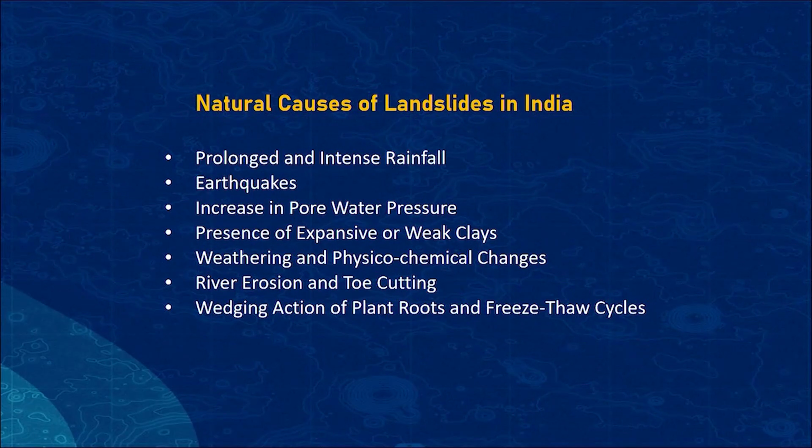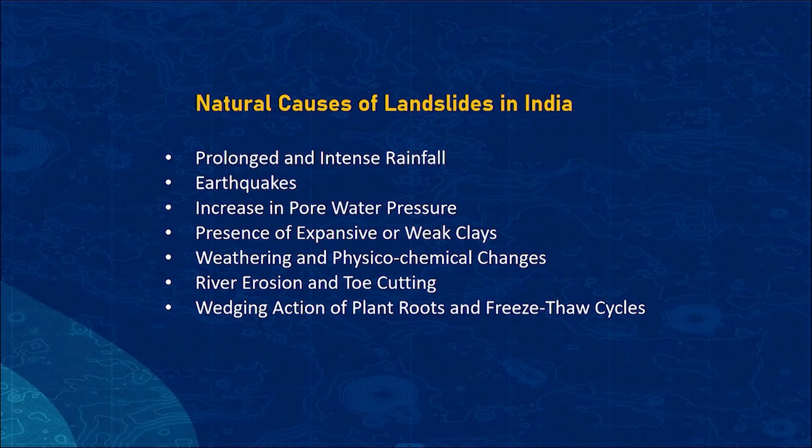Increase in pore water pressures. Heavy rainfall or rapid snowmelt soaks the ground and raises the level of groundwater inside the slope. When water fills the tiny spaces, that is pores, between soil or rock particles, it creates pore water pressure. This pressure pushes the particles apart and reduces the friction that keeps the slope stable. As a result, the slope material becomes weaker and more likely to slide downhill even if the slope is not very steep.